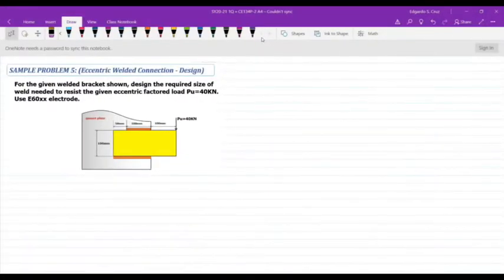So for this given welded bracket shown, we're asked to design for the required size of the weld needed to resist the given eccentric factored load of 40 kilonewtons, using electrode 60 for this connection. Again, what the problem is asking for is the size of the weld, which is the W.